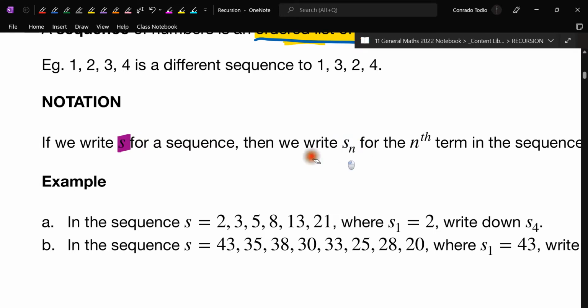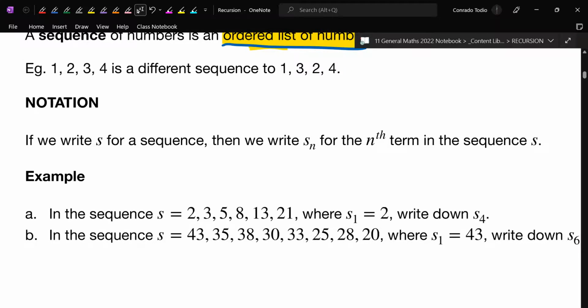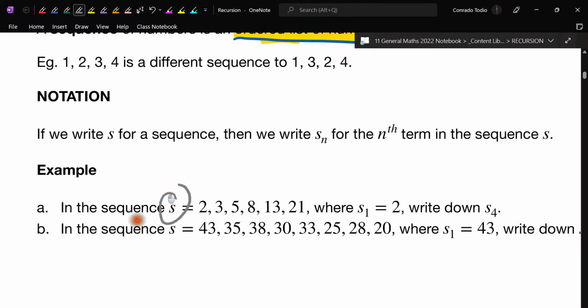So if I'm looking at, for example, S3, that's saying what is the value of the third number. If I'm looking at S7, what is the value of the seventh number? That's basically what we use when we use notation. So for example, in this sequence, you can see what the value of S1 is.